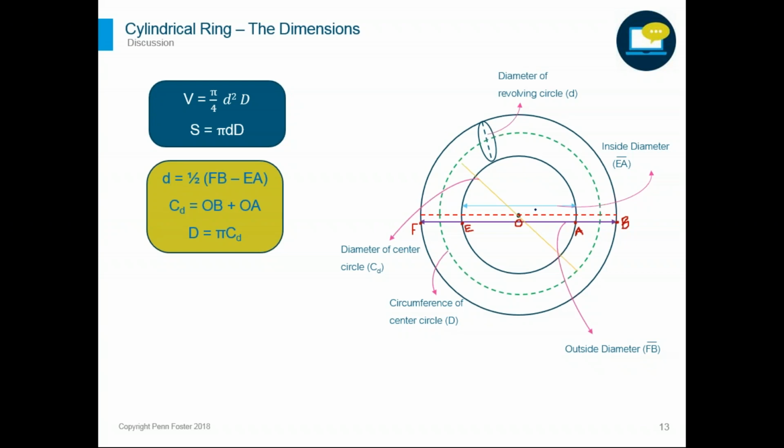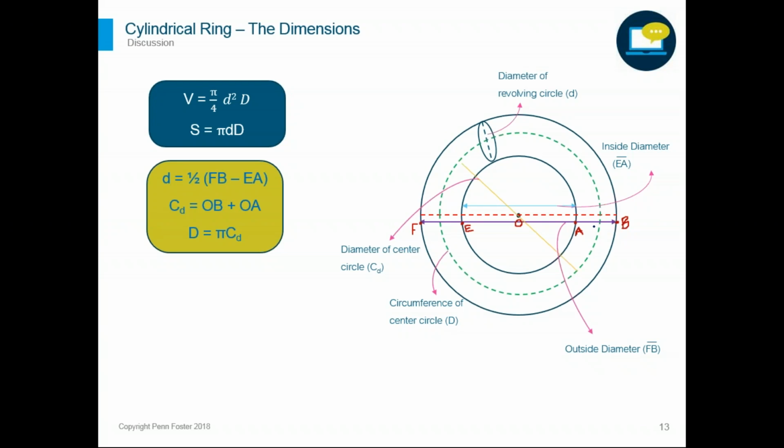Also, in these questions regarding cylindrical rings, you're always going to be given two dimensions. I use the same symbols as in your unit, so you're able to go back and forth between this webinar and the unit without confusion. So FB will be given in the question, and this is the outside diameter of the cylindrical ring. Another dimension that they will give you in the question is the inside diameter, EA.